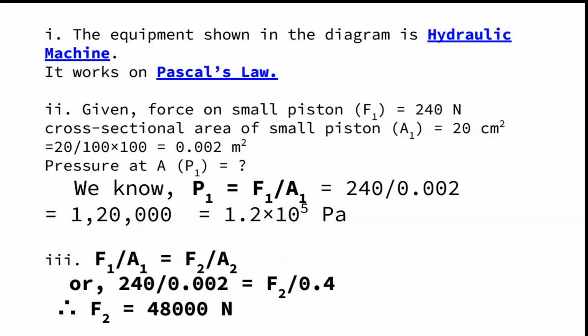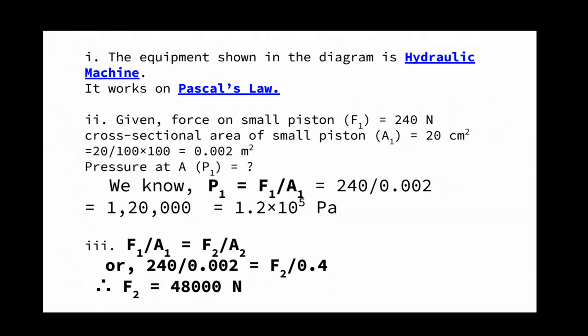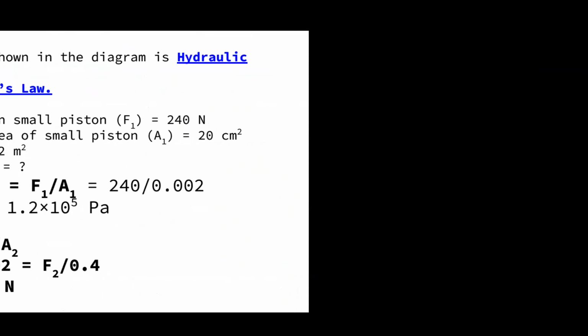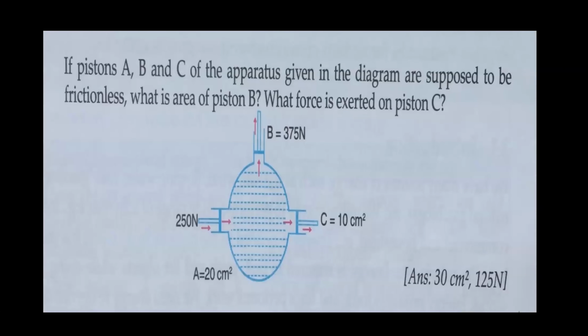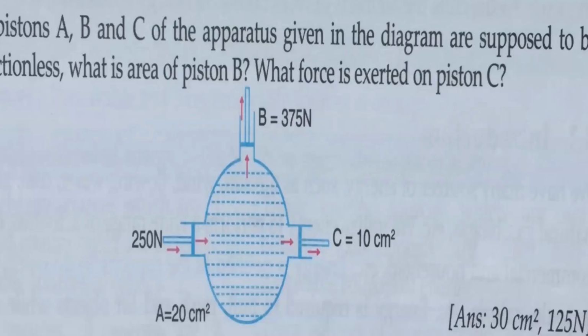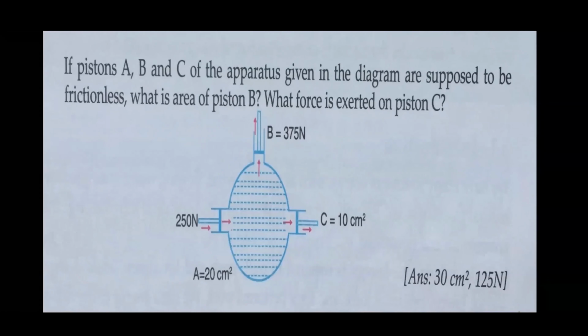Get it? Okay, now let's go to the second question, students. This is also a diagrammatic question where we can see a spherical vessel that has three pistons: piston A, piston B, and piston C.